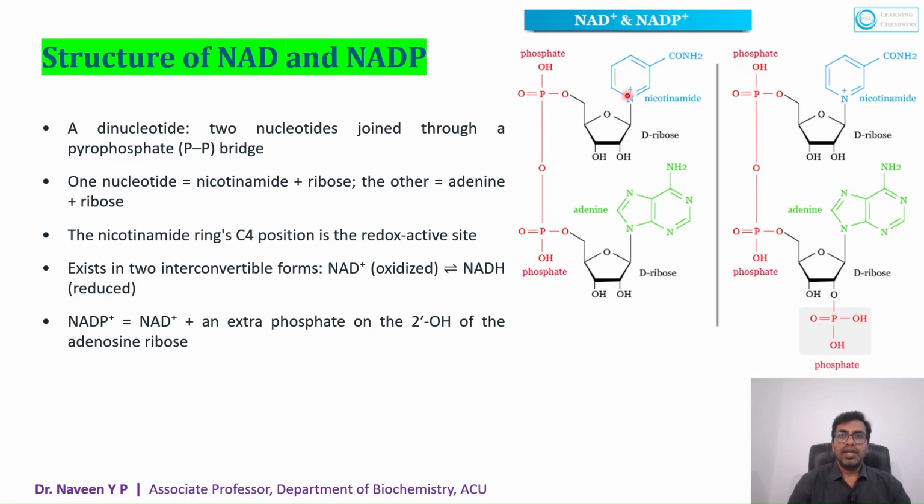Now this part of NAD is nicotinamide. It is derived from vitamin B3. Vitamin B3 has two forms, one is nicotinic acid and the other is nicotinamide, that we will discuss in the next slide. This is mainly derived from vitamin B3 because vitamin B3 is an important functional component in the NAD. Deficiency of vitamin B3 leads to various symptoms and conditions which are related to energy metabolism.